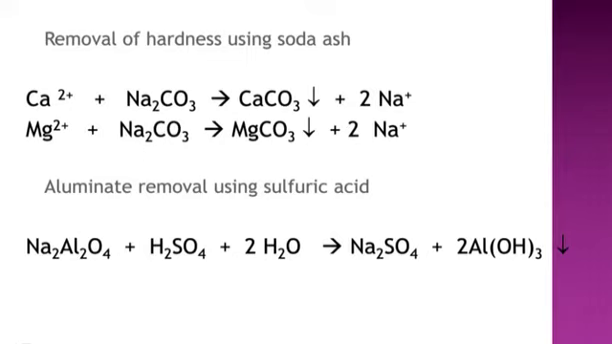And another one, by using sulfuric acid. If your solution contains aluminate, so you have there sodium aluminate, you're going to add sulfuric acid because alum is not good for human consumption. It has bad effects to our body. So that is why we need to remove the aluminum hydroxide. So aluminum hydroxide is the product of the solution, and it is in solid form.